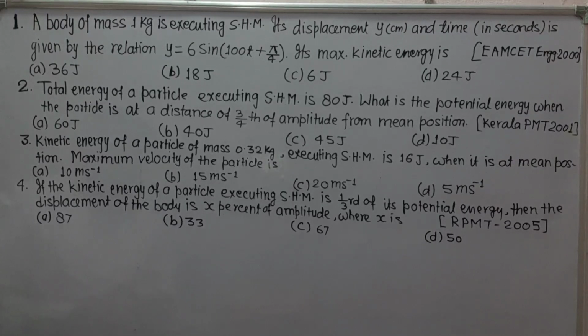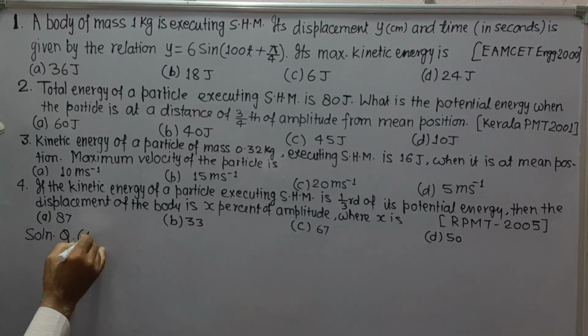Now question number 1. A body of mass 1 kg is executing simple harmonic motion. Its displacement y in centimeter and time in seconds is given by the relation y = 6 sin(100t + pi/4). Its maximum kinetic energy is. These are the options.